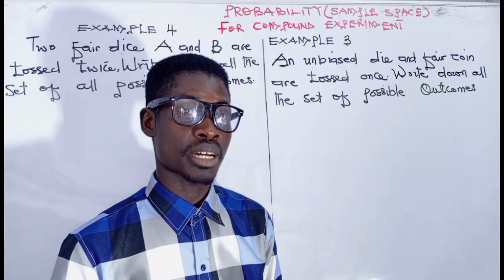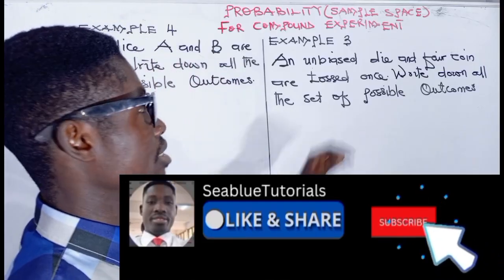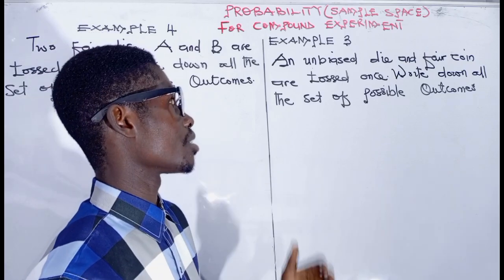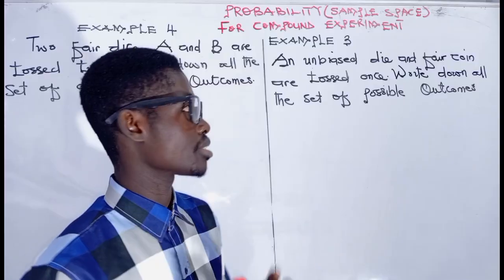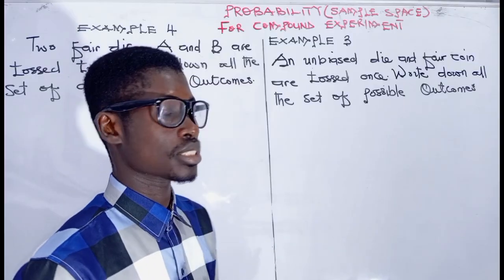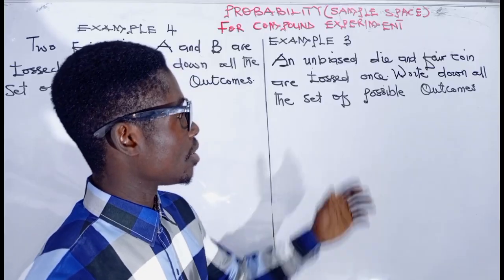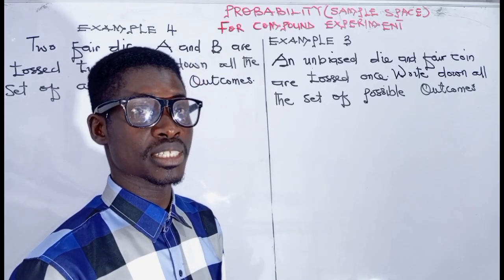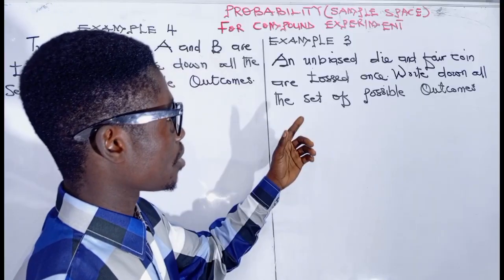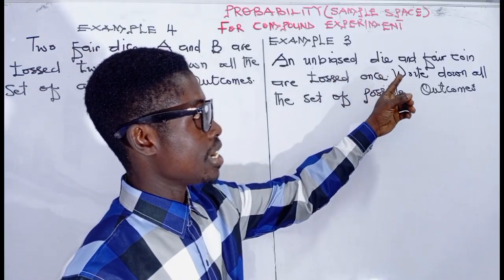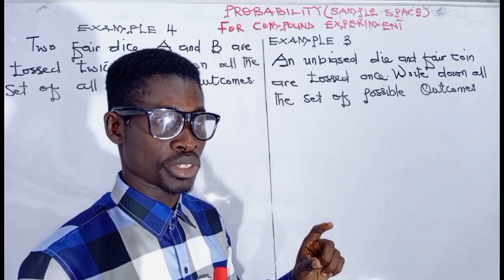So without wasting much time, let's look at the two examples on the board, starting with this. We are saying that an unbiased die and a fair coin are tossed once. We want to write down all the set of possible outcomes for this experiment. The set of possible outcomes is the same as the sample space for this experiment. We are talking about a die and a fair coin being tossed once, or tossed simultaneously.